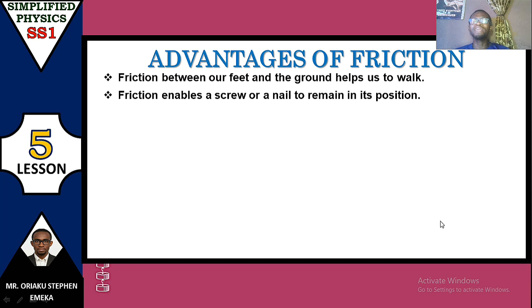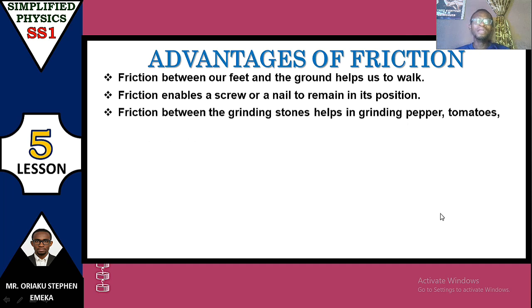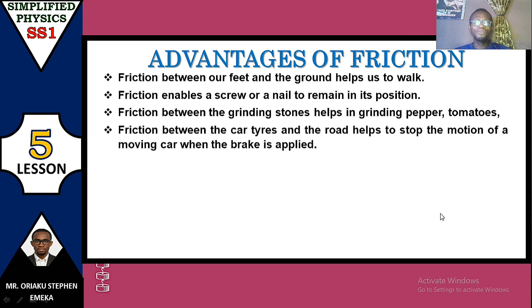Now the next one is that friction enables a screw or a nail to remain in its position. If there is no friction, when you nail a nail or put in a screw, it will not be able to remain in that position. It is also the friction of a grinding stone that helps us in grinding pepper, tomatoes, and so on. Friction between the tires of a car and the road is what helps the car stop when the brake is applied.